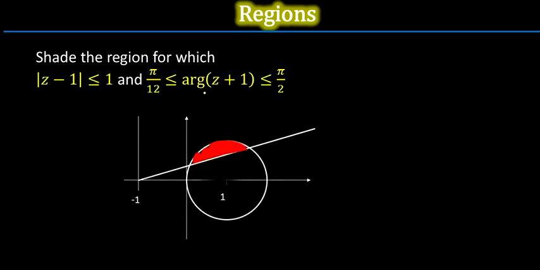See the diagram here. First, I've marked this center at 1 and drawn a circle. You see it touching at the origin because it has radius 1. And this point is minus 1. I've taken minus common. This angle is pi by 12, sorry, and this angle is pi by 2. So this whole region shows the angle between pi by 12 and pi by 2. We need to identify and shade the region satisfying both inequalities. So inside the circle, but at an angle above pi by 12 from negative 1 and less than pi by 2, this is the required region. Please try to get the idea clear.